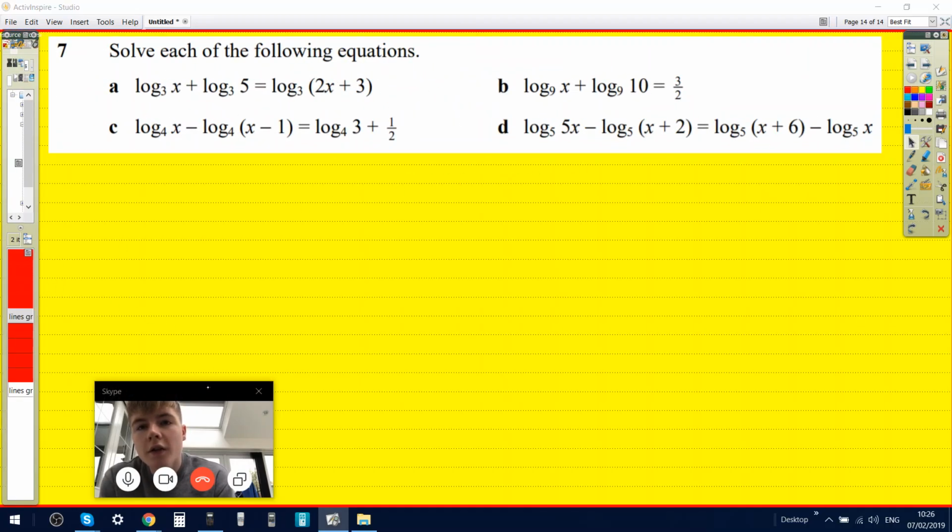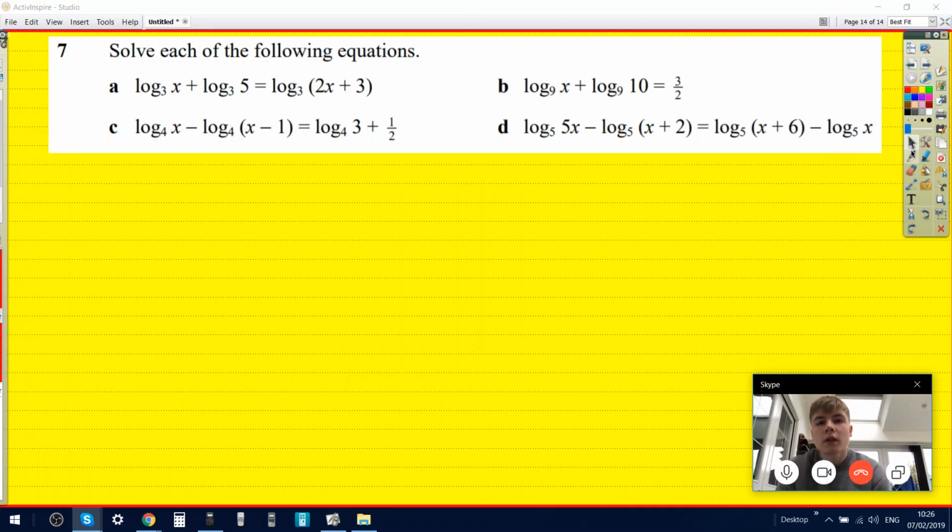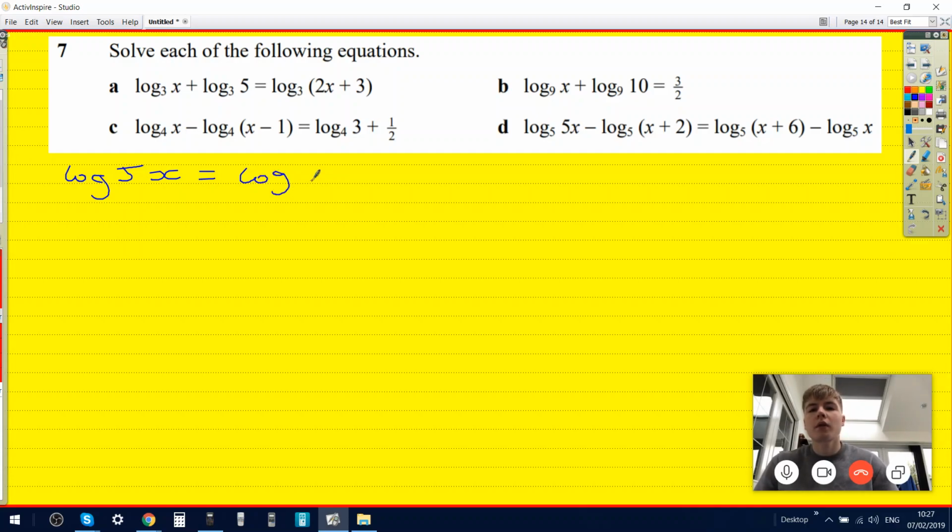I got log 5x is equal to log, it can be times, log 2x plus 3. Okay. And then can you just expand out the bracket, so log 2x plus log 3? No. So it doesn't mean log times that. It'd be like sine 2x plus 3. Right. It's not times. Okay.